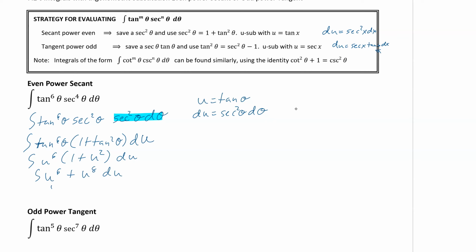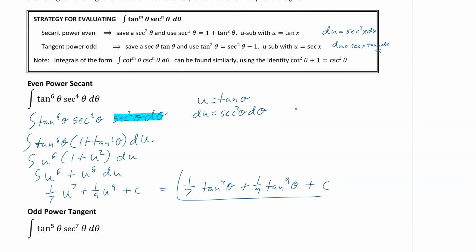All right. So this is 1/7 u to the 7th plus 1/9 u to the 9th plus c. So now we end up with 1/7 tangent to the 7th theta plus 1/9 tangent to the 9th theta plus c. And there we go.